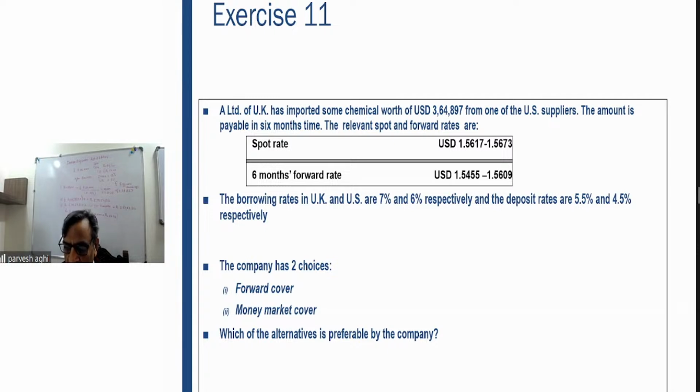The deposit rates are also given. The company has two choices, forward cover and money market cover. Which alternative is preferable for the company?